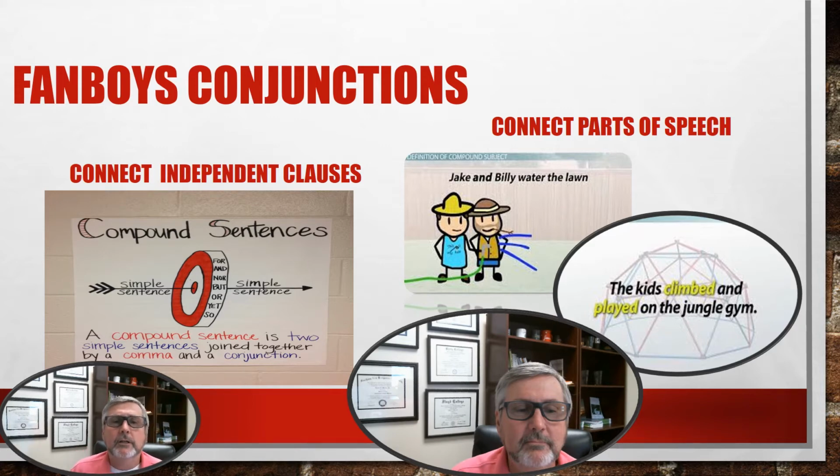If you notice in the first part of the slide here, connecting independent clauses, this is really neat. So we have the arrow that goes through the target, and the target would rotate so that we could choose the coordinating conjunction that we want. So you have a simple sentence on one side, the conjunction, and a simple sentence on the other side. Here's what that leaves out. The part at the bottom, a compound sentence is two simple sentences joined together by a comma and a conjunction. So if we want to use a coordinating conjunction to connect two independent clauses, it has to have a comma with it, right? Jake waters the lawn, comma, and Billy waters the lawn.